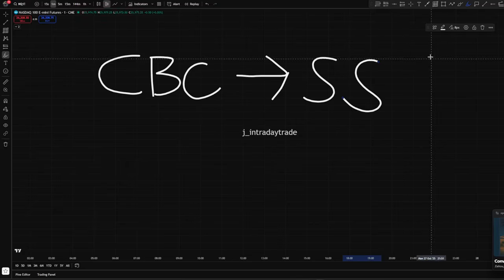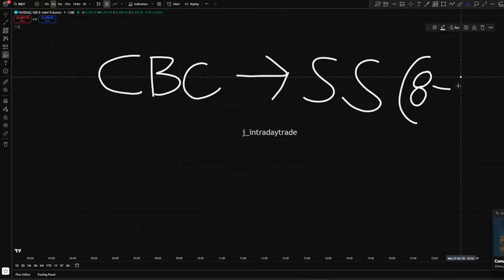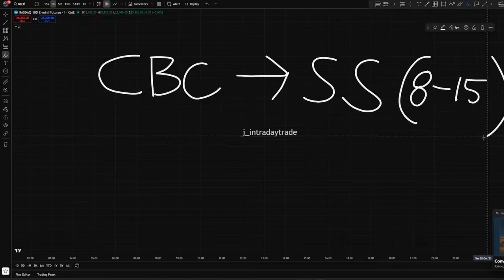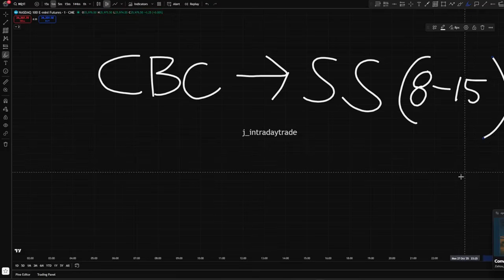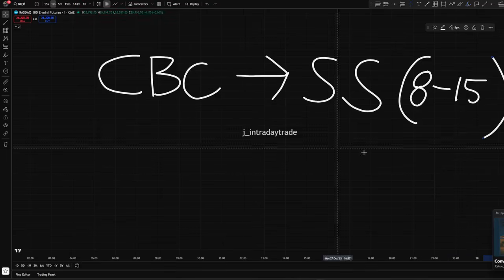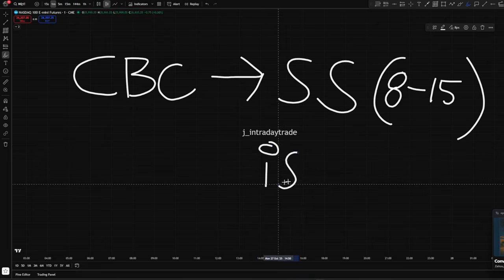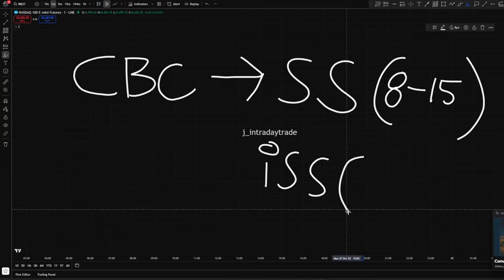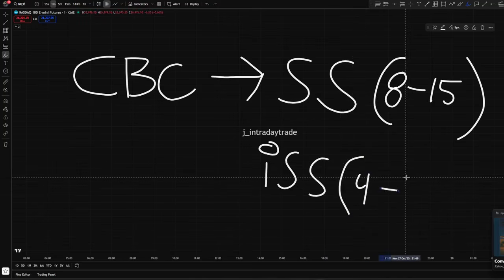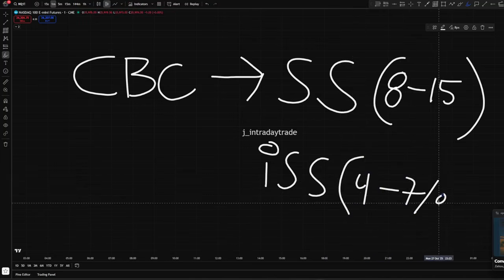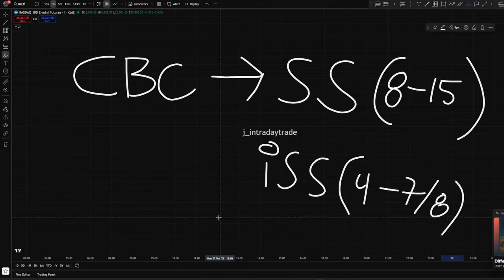What do I mean by that? 8 to 15 candles, right? This is sort of a guideline to give you an idea of what a shit show level, a shit show sequence, looks like. And this is all on the 1 minute chart. But on the ISS chart, which means about 4 to 7 or 8, something like that, candles.